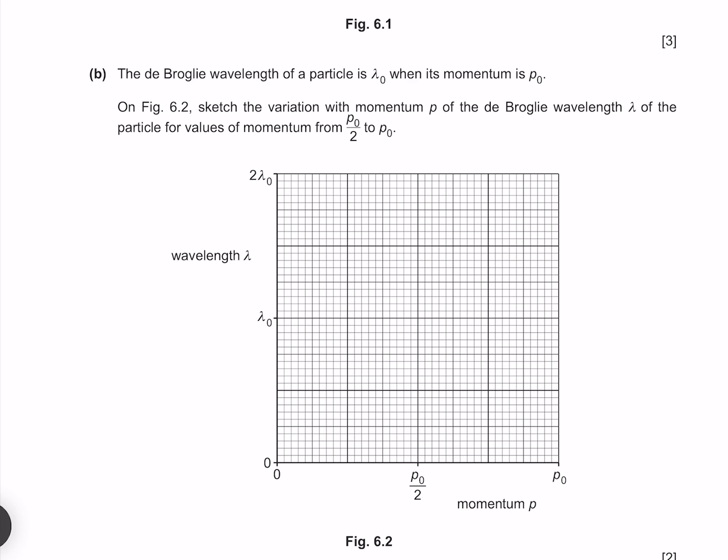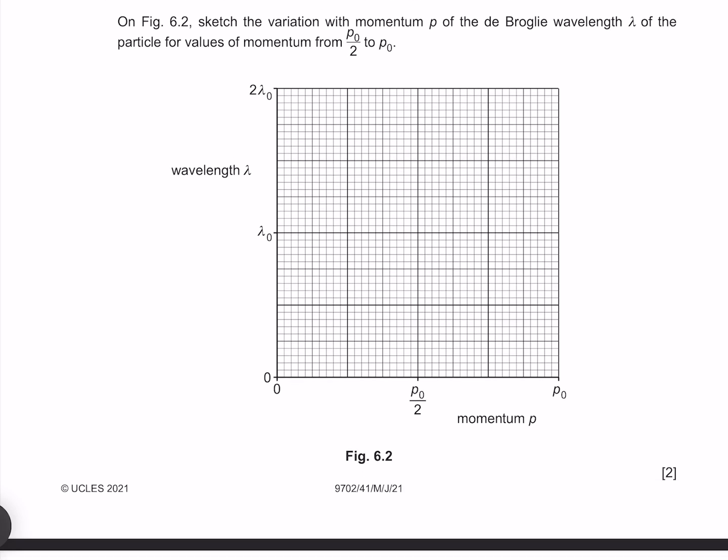The de Broglie wavelength of a particle is lambda naught when its momentum is p naught. On figure 6.2, sketch the variation with momentum p of the de Broglie wavelength lambda of the particle for values of momentum from p naught over 2 to p naught.